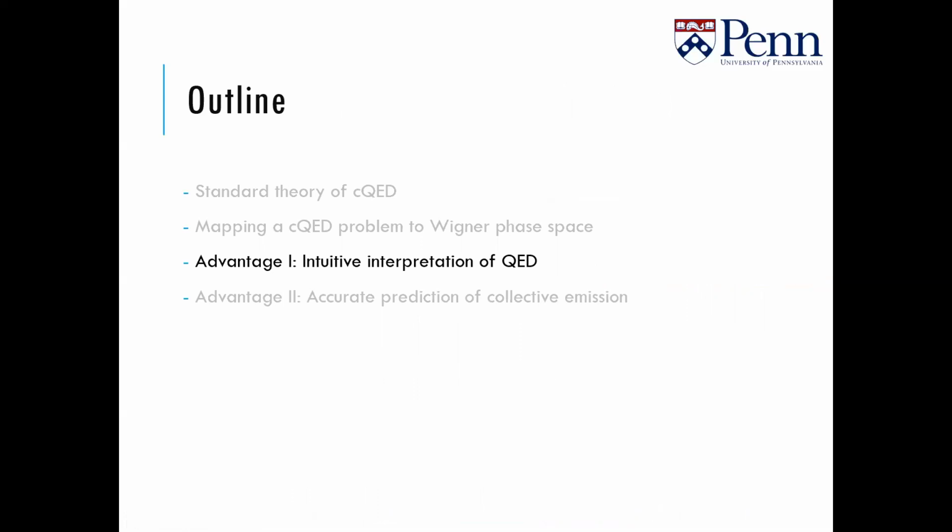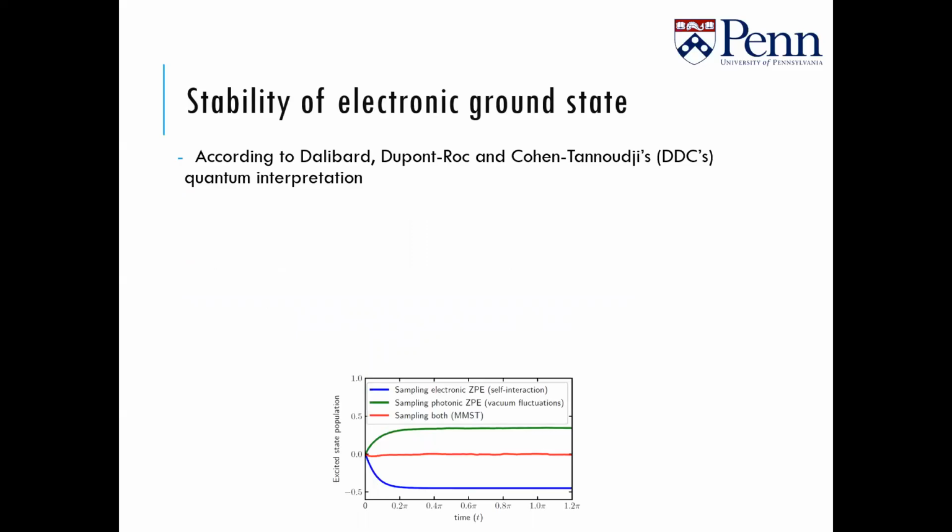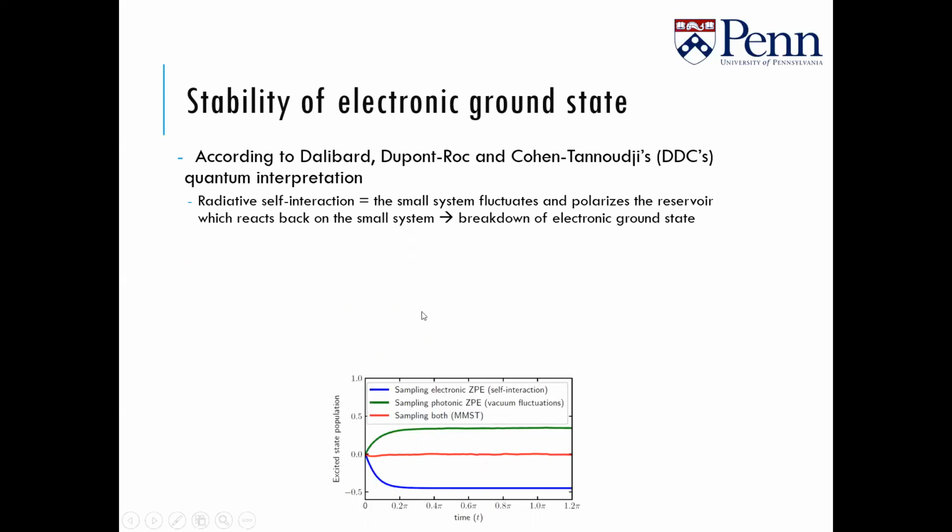Now, let's move to the advantages of this dynamics. The first advantage is that the MMST dynamics can provide a very good intuitive interpretation of cavity QED. For example, according to Dirac's quantum interpretation, when we have a QED system, it will have two sub-processes. One is called the radiative self-interaction, which means the small system fluctuates and polarizes the reservoir, which reacts back on the small system.